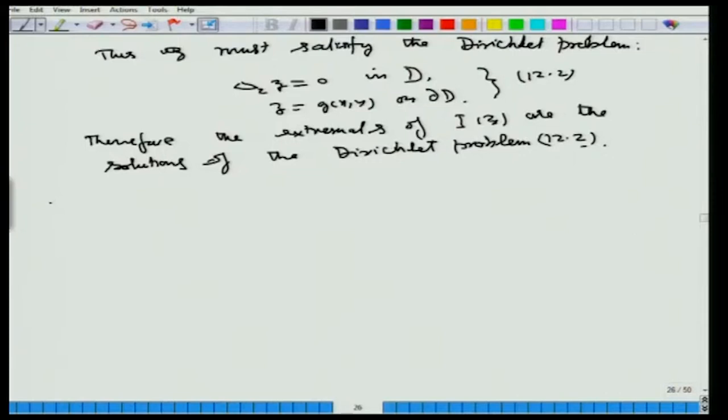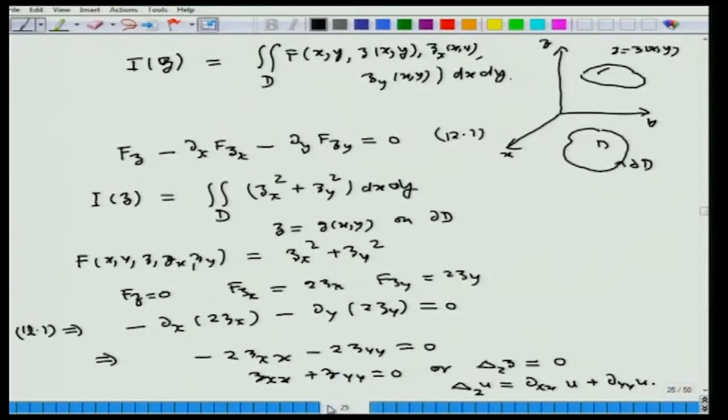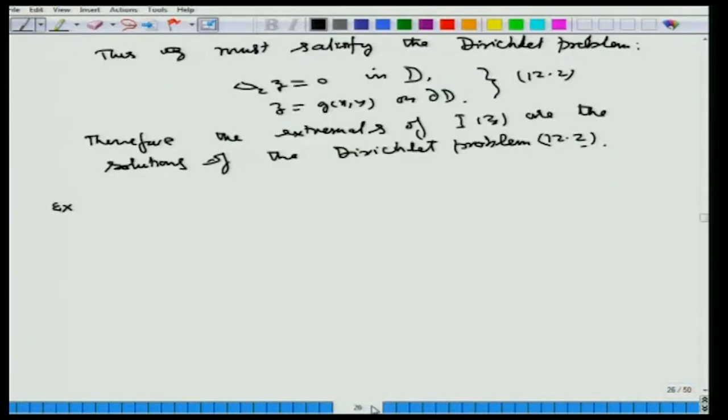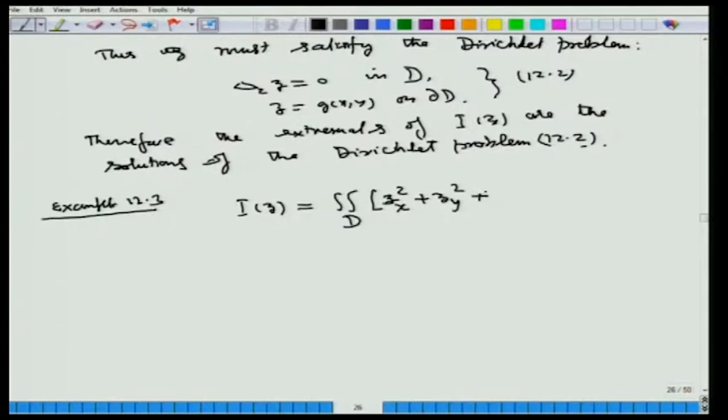Here in the next example, of course, we considered this earlier also. So, example 12.3, here we consider I z as the double integral over D of z x square plus z y square plus z times some function f x y, d x d y, and z equal to g x y on delta D.